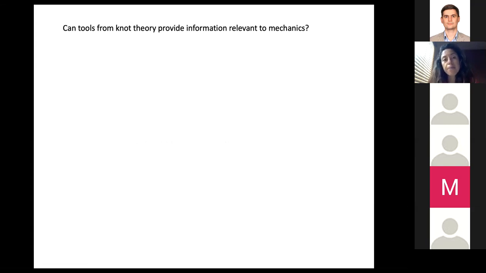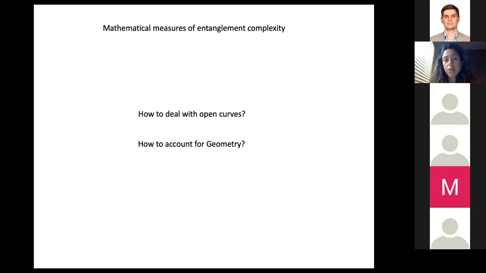But this question remained open for many years because the problem with mathematical measures of entanglement complexity, coming back to the beginning of the talk, is how to deal with open curves and how to account for geometry, since the notion of topological equivalence is not necessarily accounting for that. If we imagine the curves as mathematical curves, we often miss that information. Especially when we deal with closed curves, I mean.